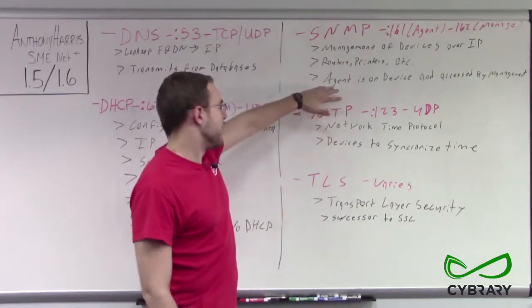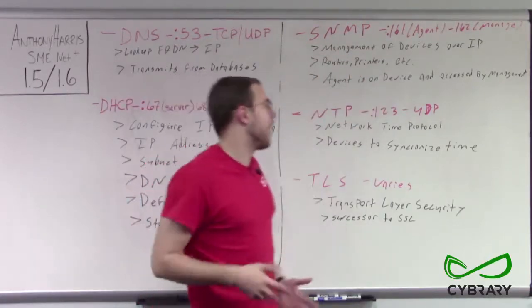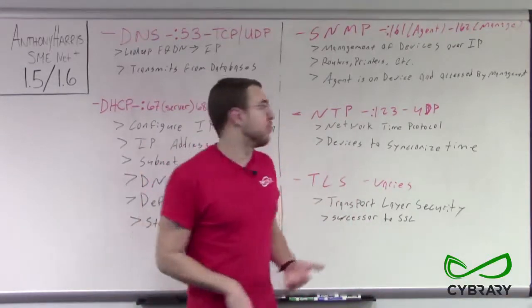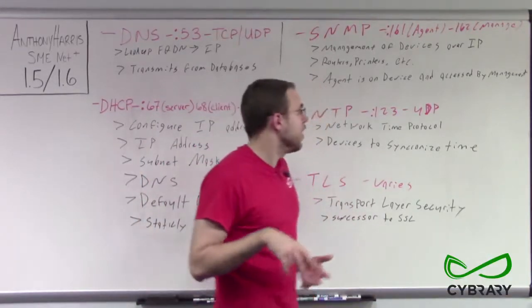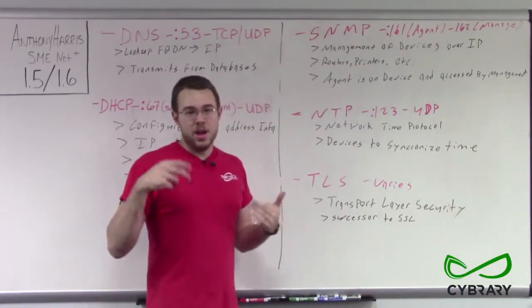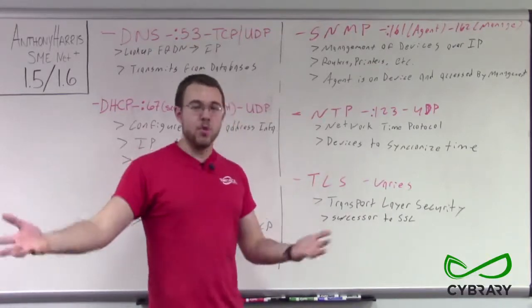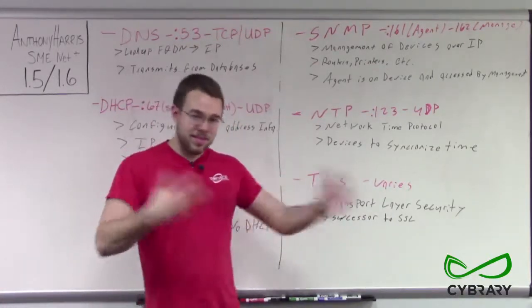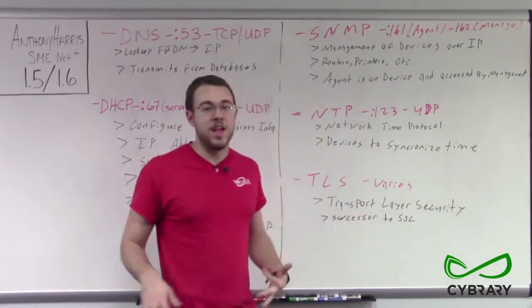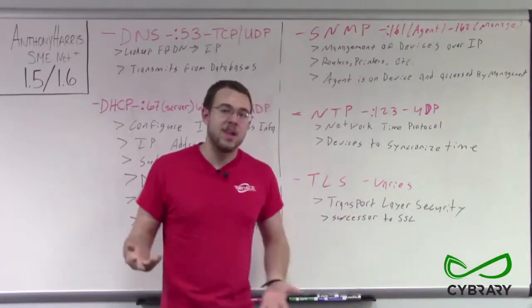Now, the agent on port 161 is on our device, and this is accessed by the management console of the device, which runs over port 162. Think of an agent in the field, who actually goes out and collects information and then sends it back to the management office. The management office is the one who stays in headquarters and accesses that information sent to them by the agent.